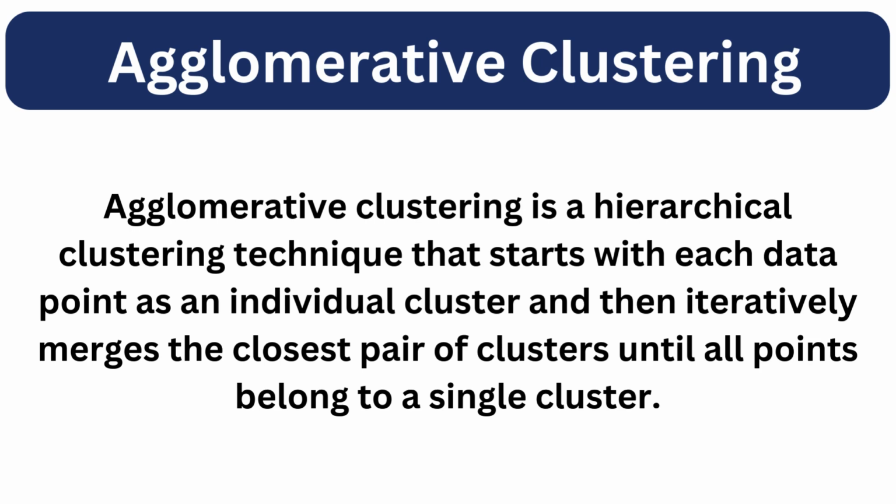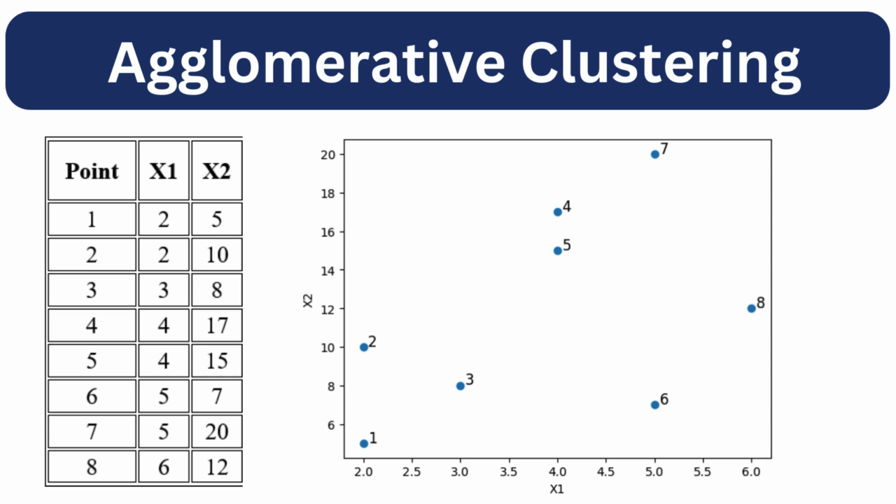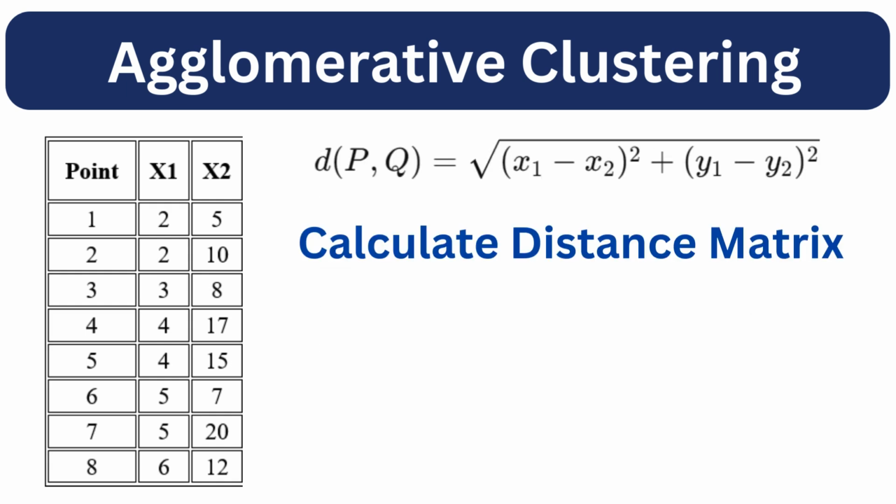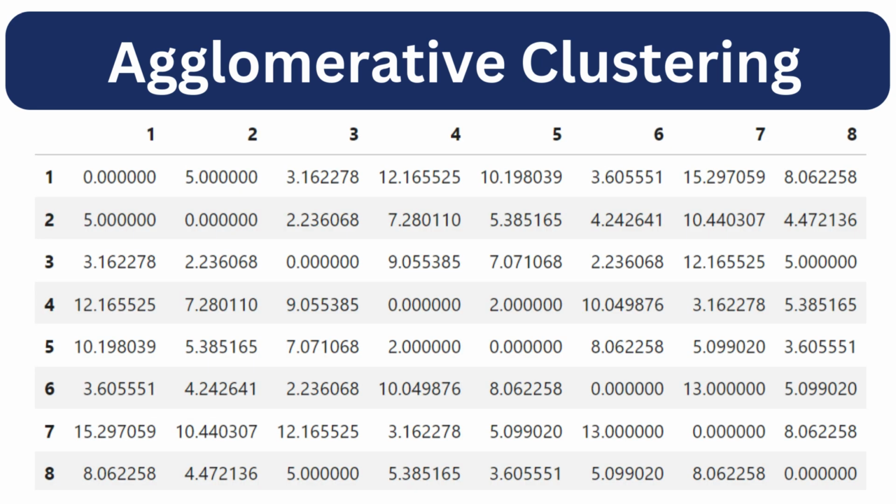Let's understand this with an example. So we have the dataset from the previous example that we used for k-means and k-medoid clustering. So we have 8 data points. Step number 1 is to compute a distance matrix. For this we will use the Euclidean distance formula. Distance matrix means we will calculate the distance of each data point with the other data points. We have 8 data points, which means the matrix would be 8 by 8.